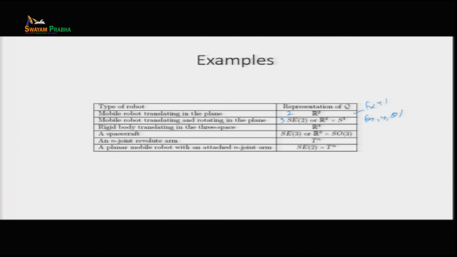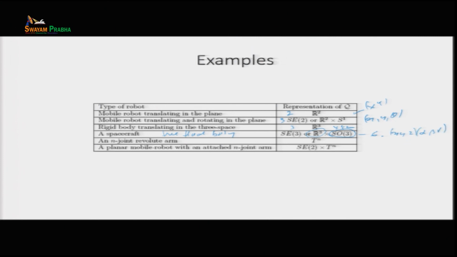So, it has x, y and theta, and that theta is represented as a matrix now. Now, a rigid body translating in 3 dimensional space is R3. So, it is x, y and z, it is only translating. A spacecraft free floating, which we call a free floating body, has x, y, z and 3 angles. So, x, y, z and alpha, beta and gamma, 3 plus 3 is 6.